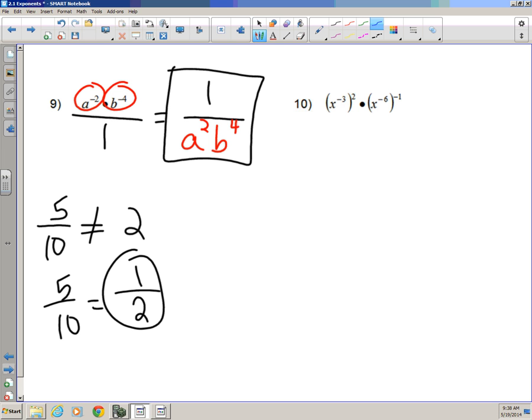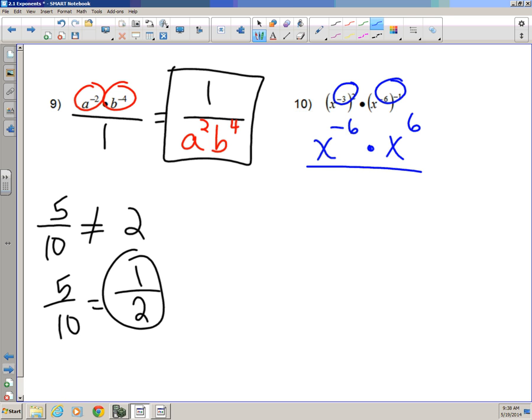On number 10, because I've got negative exponents and power to power, I think the best thing to do here is, because I can't write out exponents negative times or parentheses negative times, to use your power to power rule. Negative 3 times 2 equals negative 6. Negative 6 times negative 1 equals positive 6.